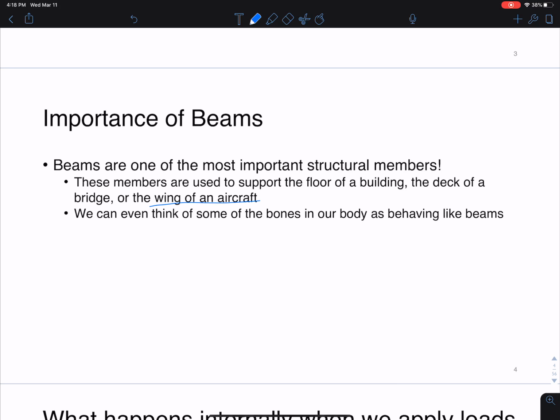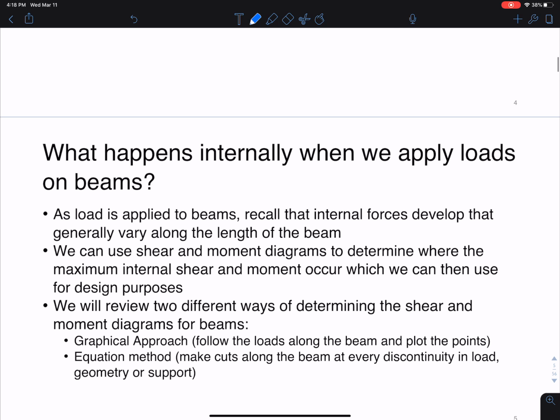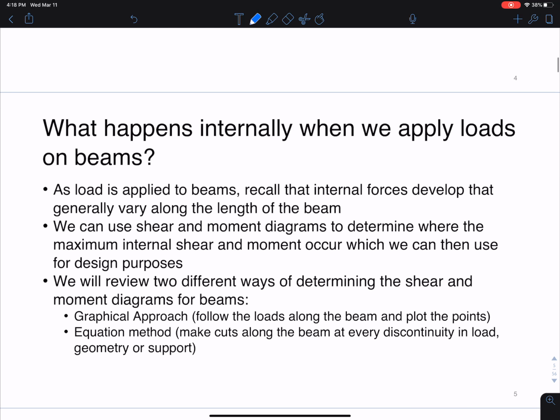So that's not so much civil engineering. That would be more mechanical or aerospace engineering right there. But we see a lot of real world examples of beams. And if you do go into structural engineering, you'll need to be very good at identifying what a beam is, okay? So what happens internally when we apply loads on the beam?